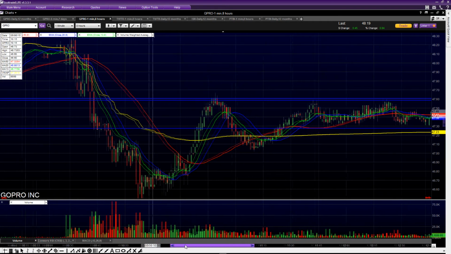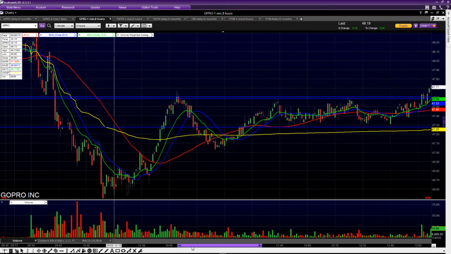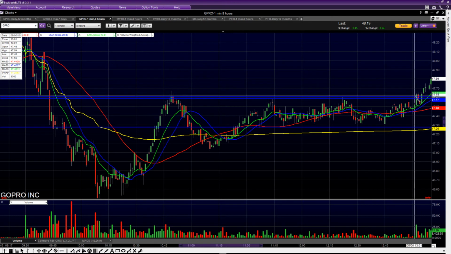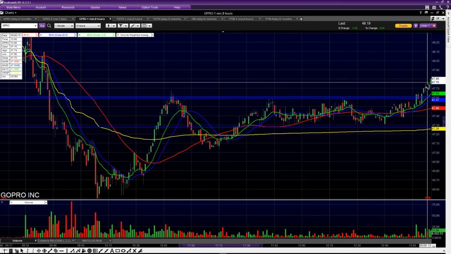It pulls back, and this is where it breaks out. We would have got long here. Never breaks the 13 EMA. It just kind of comes down, retests, and then it shoots up.